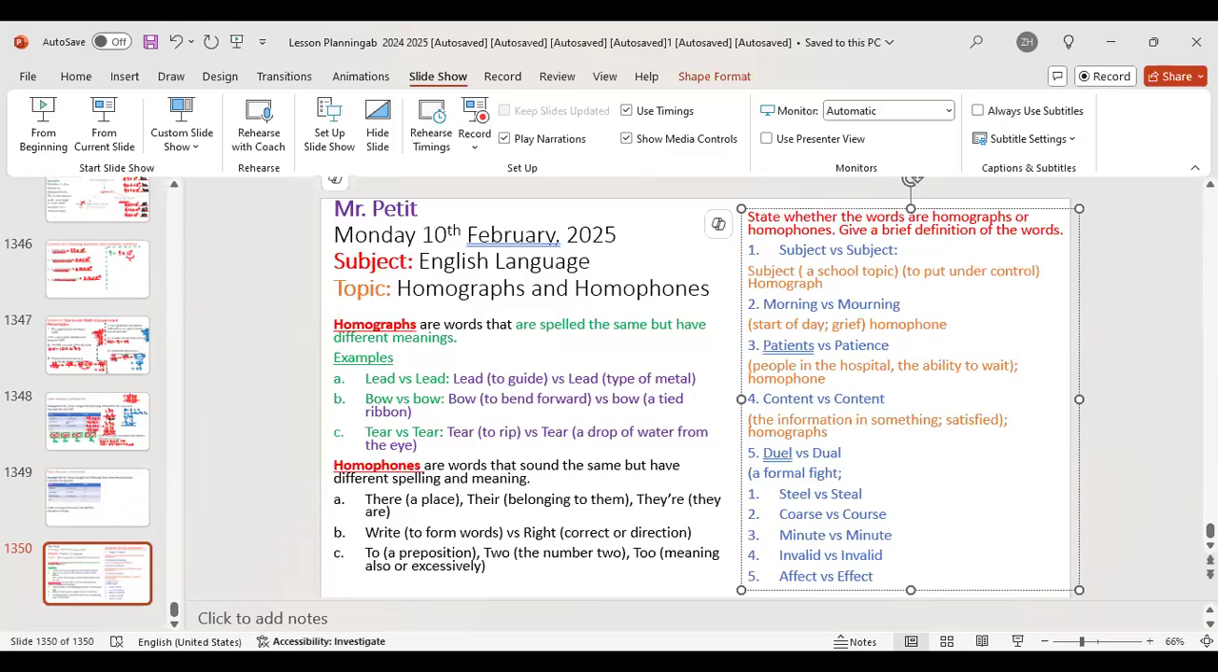Very good. Dual is like when you hold two things in your hand. Mr. Petit, the first one is like two people?